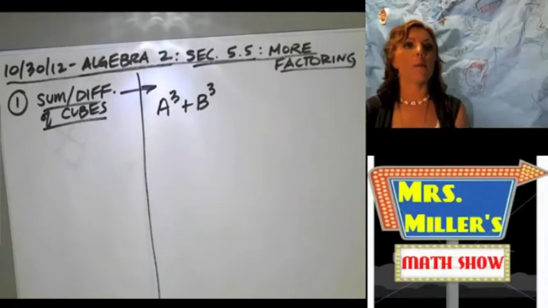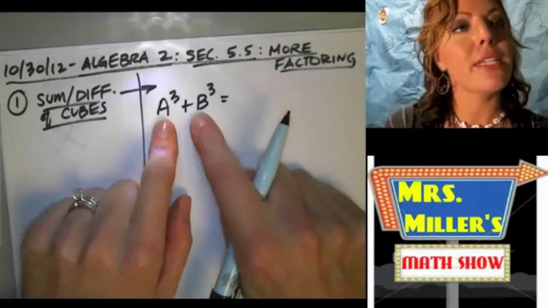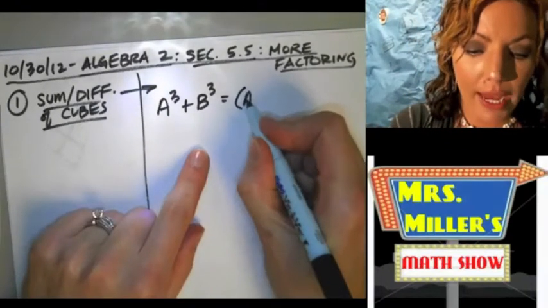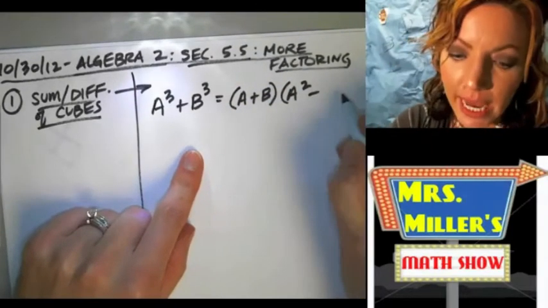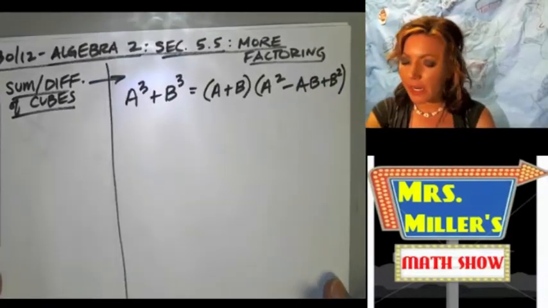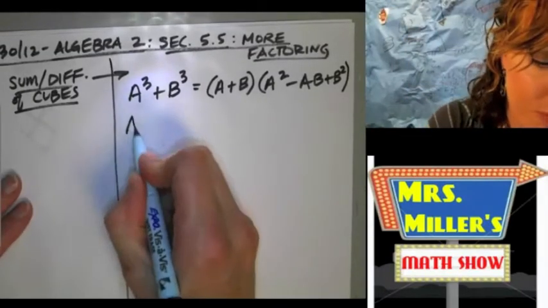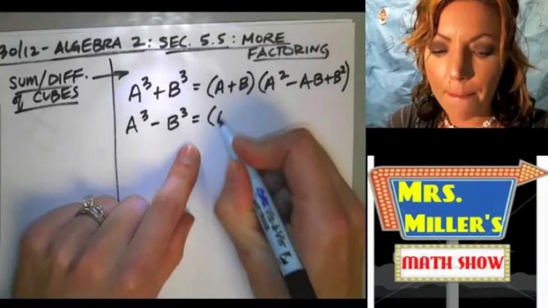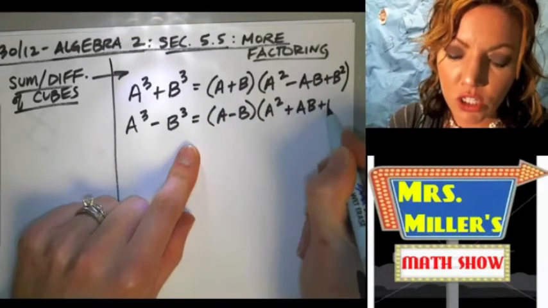A and B represent the cubic root of perfect cubes. Okay, so if we are given two terms that are being added together, both of which are perfect cubes, it factors in this way: A plus B times A squared minus AB plus B squared. Okay, so let me write that up there. And, yep, that's one of them. The other one is the difference of cubes, A cubed minus B cubed. And this one factors into A minus B times A squared plus AB plus B squared.